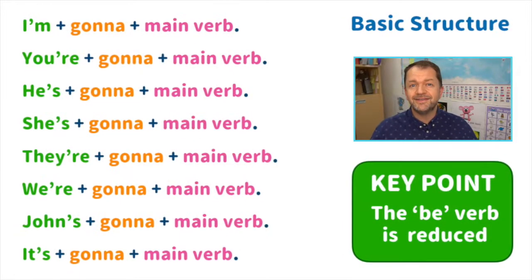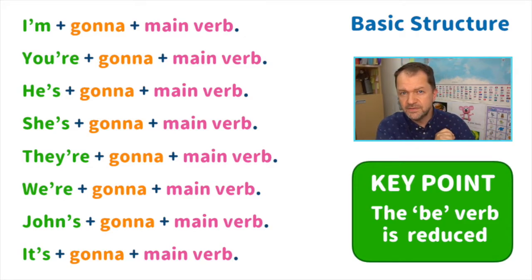Let's talk about how to use gonna in a sentence. So basically it's the same as going to. So you have the be verb, gonna, and the main verb. You can see down the list, I'm gonna, she is gonna, we are gonna, they're gonna, plus the main verb.